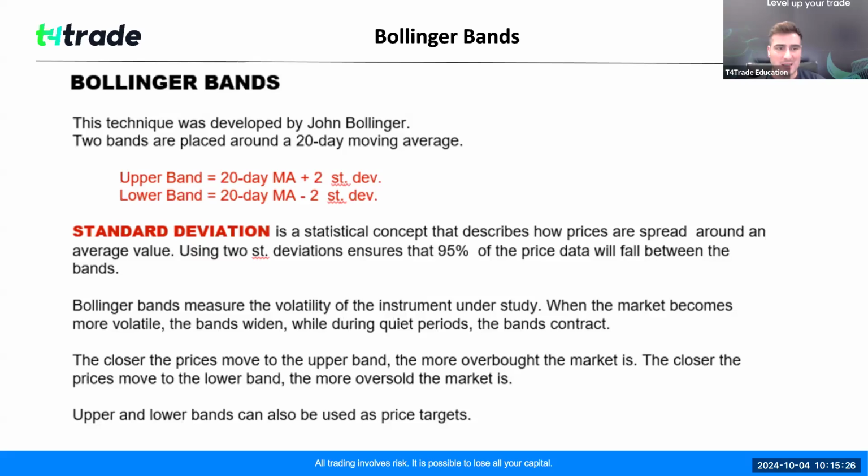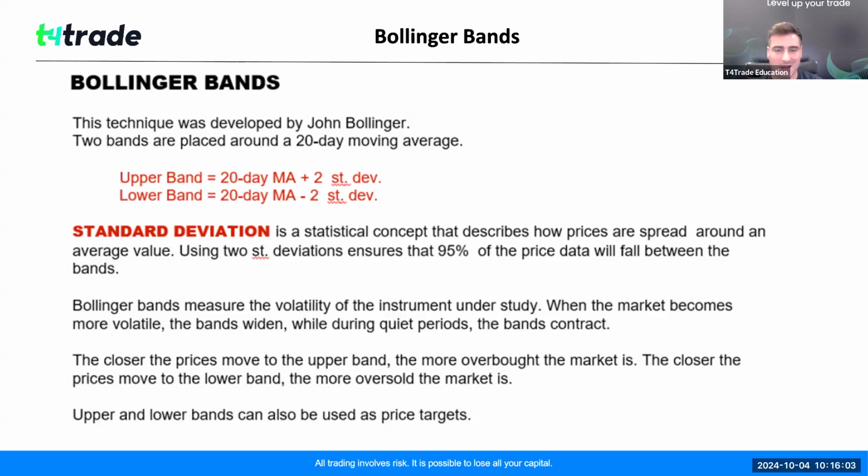So in essence, you can clearly see that the upper band is built from an X amount of days in the rolling moving average. In this example, we use a 20-day moving average, or 20 period, whatever that is. You add two standard deviations to that, and you get the upper band. For the lower band, you take the same 20 period moving average and subtract two standard deviations from it, and you get the lower band.